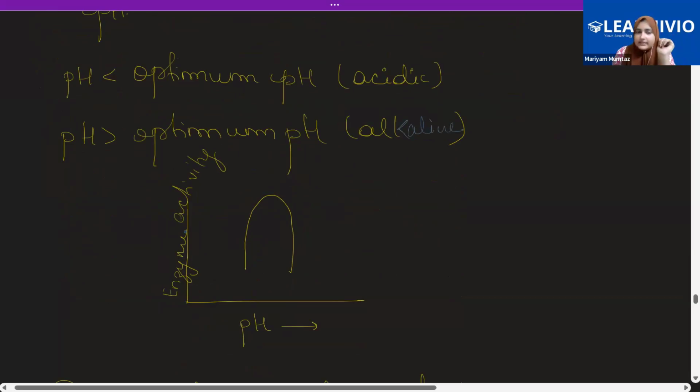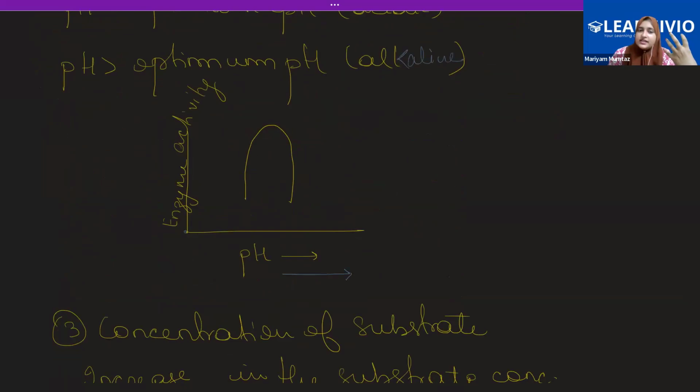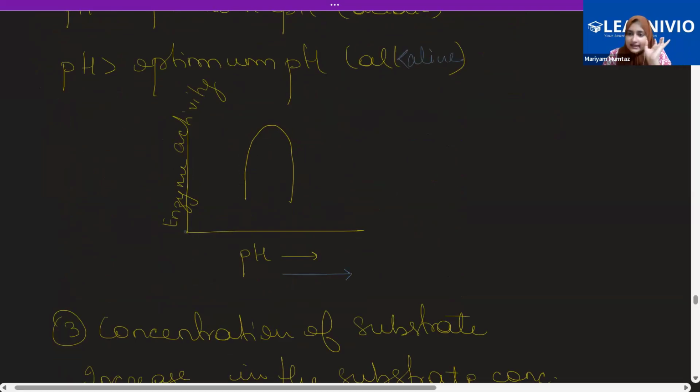Clear? So again, the graph would be the same: as the pH changes, the enzyme activity increases up to the optimum pH. But when you increase it further, the enzyme activity will start decreasing. So this is the second factor.